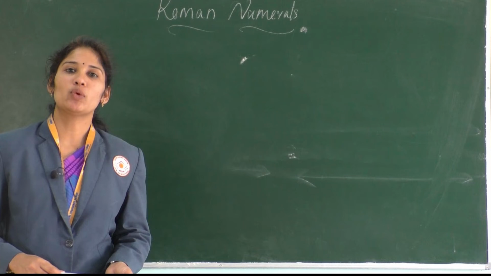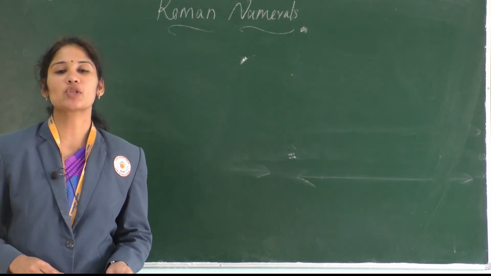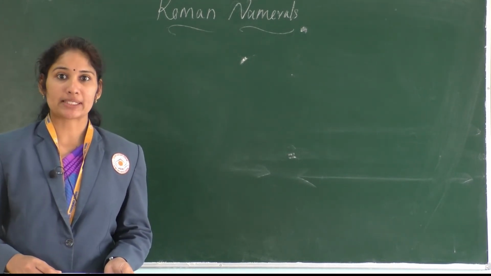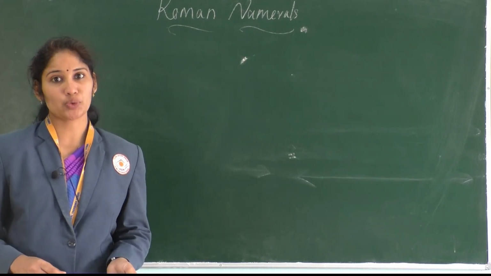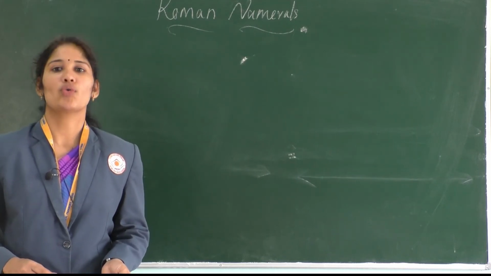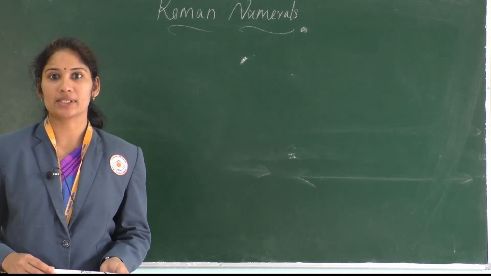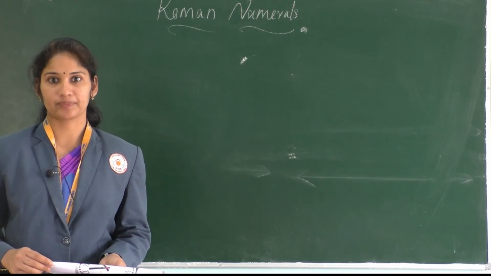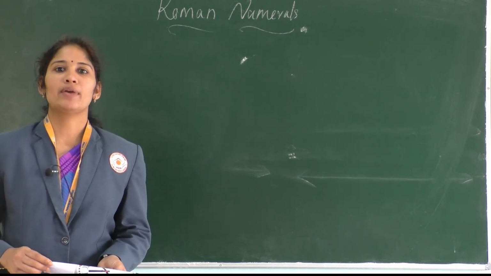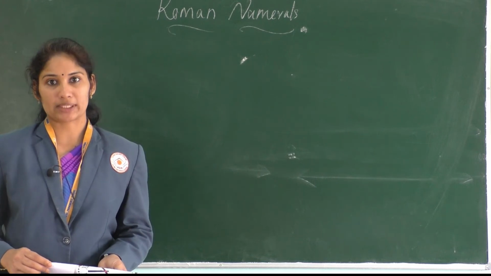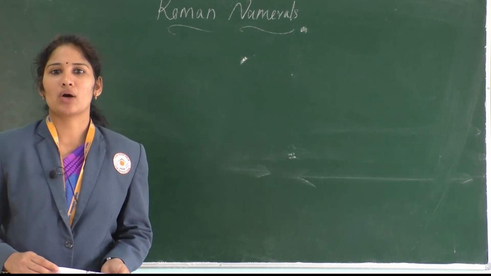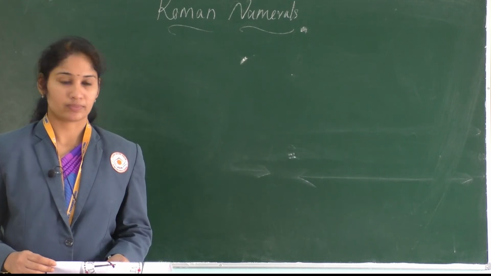Children, shall we move on to our next topic? Our next topic is Roman numerals. We are familiar with the numerals 0, 1, 2, 3 till 9 for writing all the numbers. They are called Hindu-Arabic numerals. Today, we will learn a new type of numerals, that is Roman numerals. You might have seen them in your home.